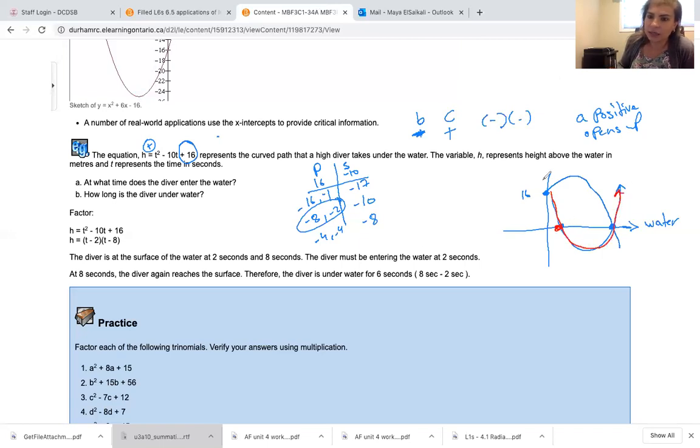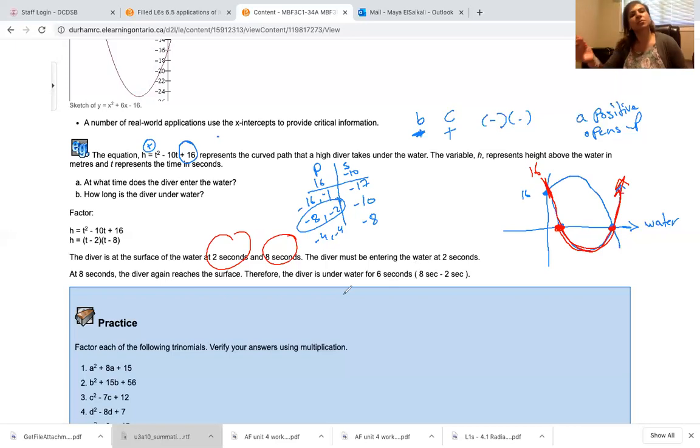So the initial height is at 16, then the diver went down, hit the water, then all the way down, turned, and came back up above water. Okay, so the diver is at the surface of the water at 2 seconds and 8 seconds. So he's entering the water at 2 seconds and he's exiting the water at 8 seconds. So now how long is the diver underwater? Because he entered at 2 and he left at 8, he was underwater for 6 seconds, right?